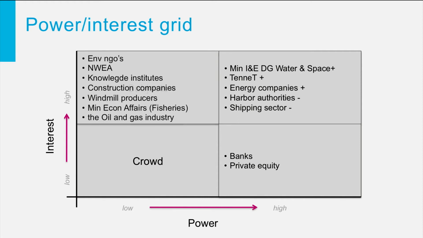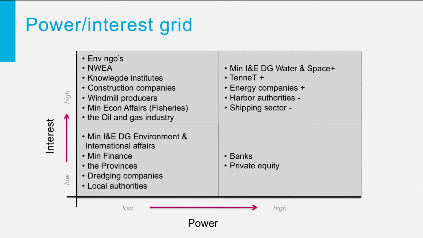The subjects are the environmental NGOs, the NWEA, knowledge institutes, construction companies, windmill producers, economic affairs, the fisheries side, and the oil and gas industry. The crowds then are formed by the Ministry of I&M, the DG Environment and International, the Ministry of Finance, the provinces, dredging companies, and local authorities. They can be ignored for now.